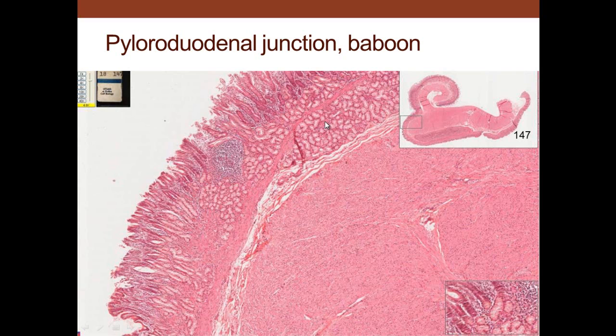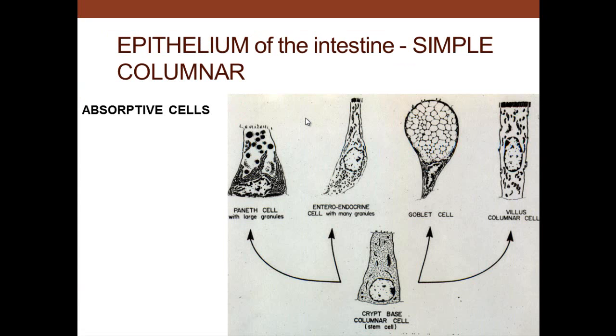These are the Brunner's glands, which is important as the first portion of the duodenum to lower the pH of the ingestion coming from the stomach. Now in the intestine we have several cells, and they all come from the same pluripotent cell.